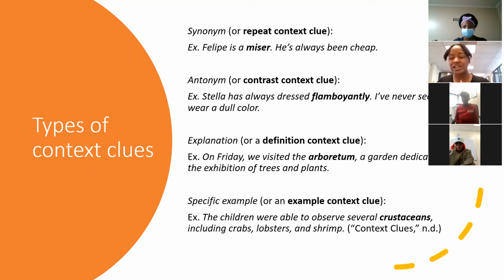Okay, so lastly we have specific example, where it just gives an example of what's being said. So children are able to observe several crustaceans, including crabs, lobsters, and shrimp. We don't know what crustacean is, but we know what crabs, lobsters, and shrimp are. So we can kind of guess what may fall within that realm. You guys getting it? Thumbs up for understanding? Thumbs down for misunderstanding? So thumbs up, Shantae. Are we getting it? Thumbs up for understanding? Okay, perfect.